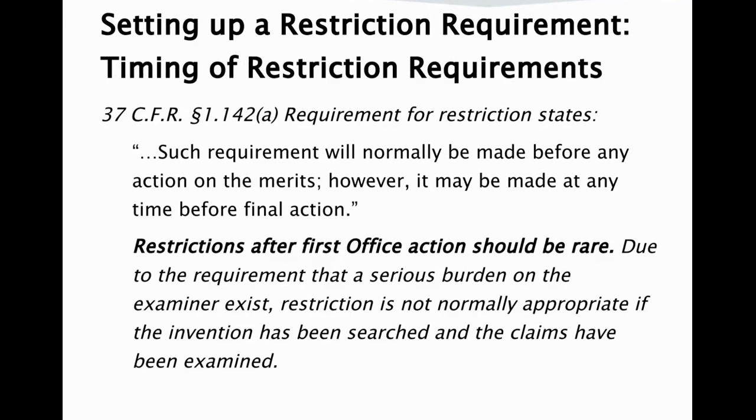Restriction requirements should generally not be made after an office action on the merits, since a search and examination of the claimed invention has already been performed. If the claims have been searched and examined, it is difficult to establish that the second requirement for a restriction, a serious burden on the examiner, can be met.